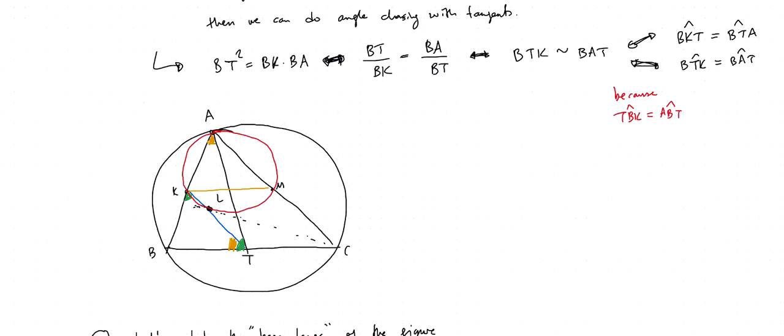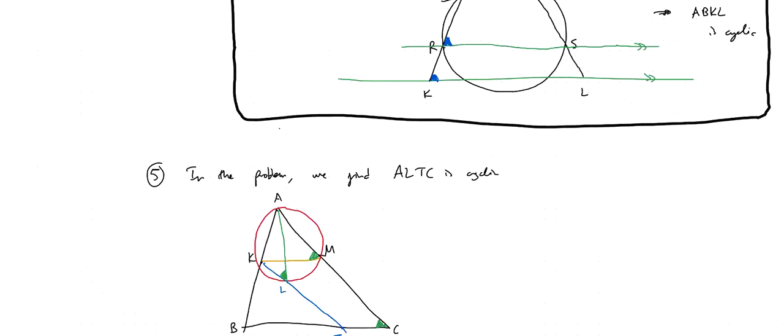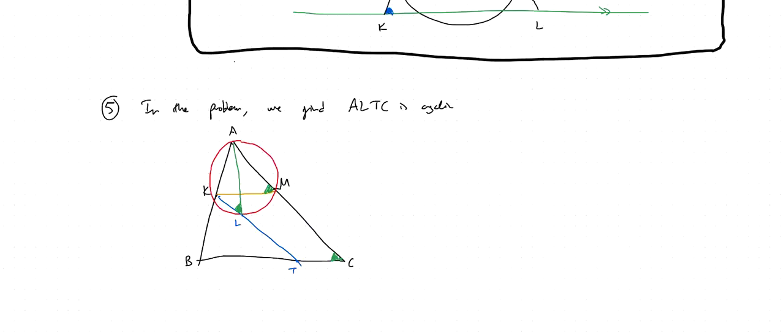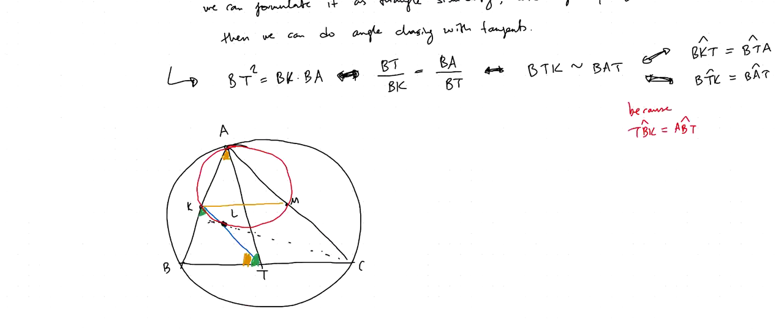After this information, that ALTC is cyclic, is very good information. This very good information can help us chase either of these angles. Either we have to move this orange angle to here, or we have to move this green angle to here, right? If we can do this, we will bridge the gap and solve the problem. So please use that ALTC is cyclic to move these angles. What can you do?